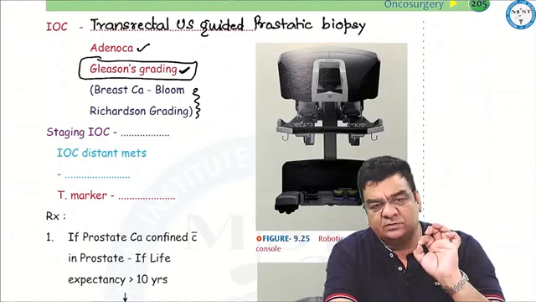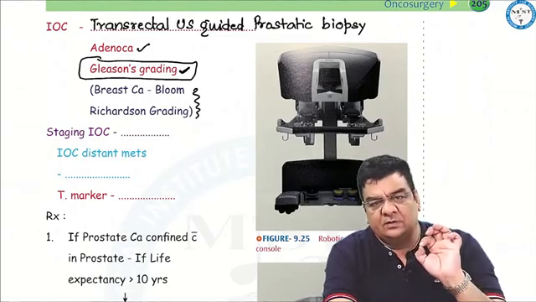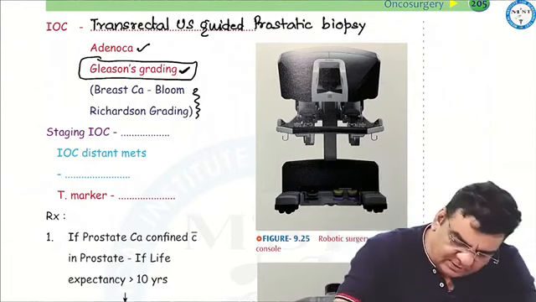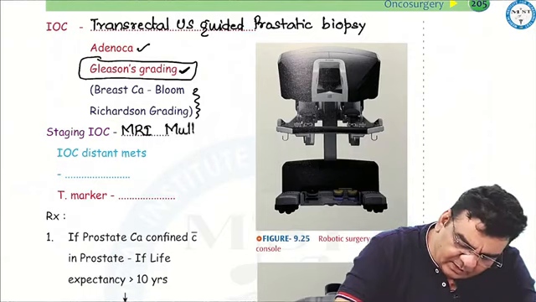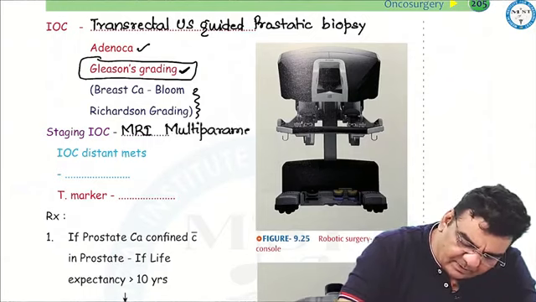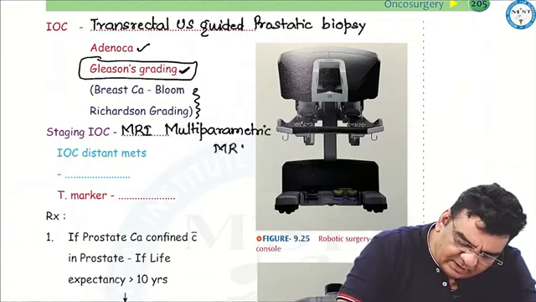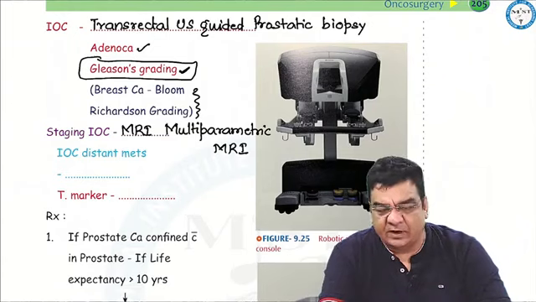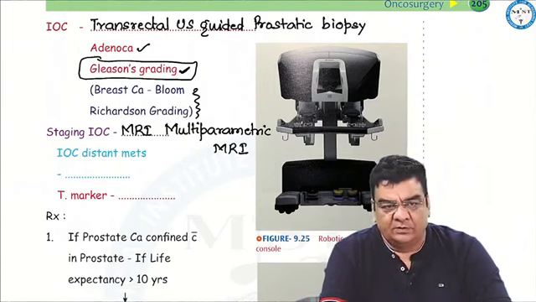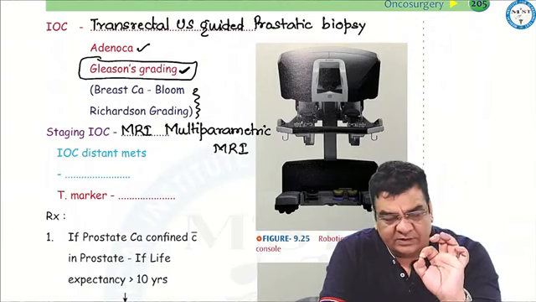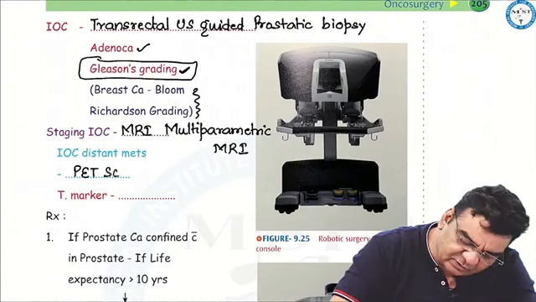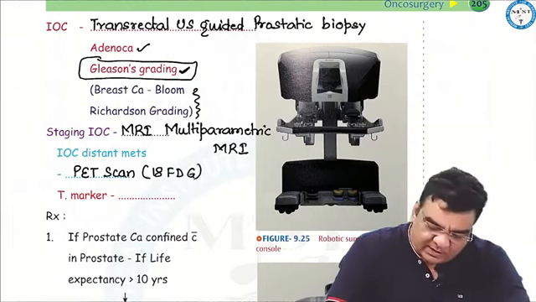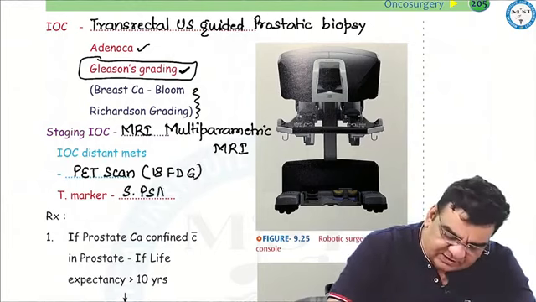Once on biopsy, we come to know that yes, the cancer is confirmed. Then we do staging, MRI. Usually in prostate, we are doing a multi-parametric MRI. Even multi-parametric MRI guided prostatic biopsies are done. So investigation of choice is biopsy, staging, MRI, distant metastasis, PET scan. What is the name of the isotope used in PET scan? 18-fluorodeoxyglucose. Tumor marker for prostate cancer, serum PSA.